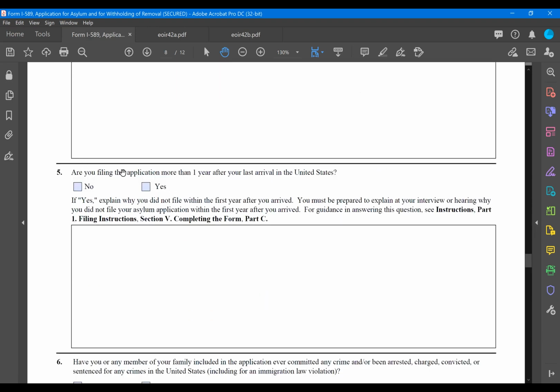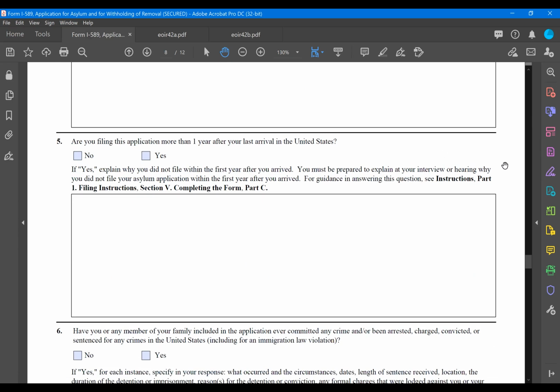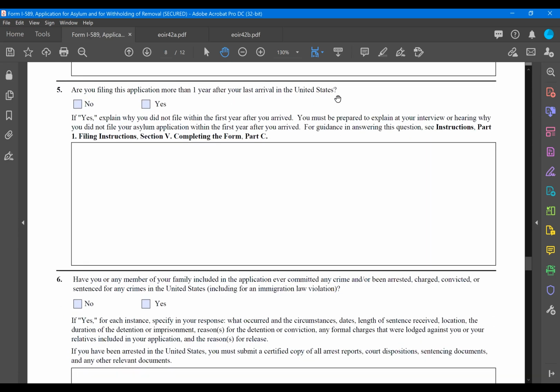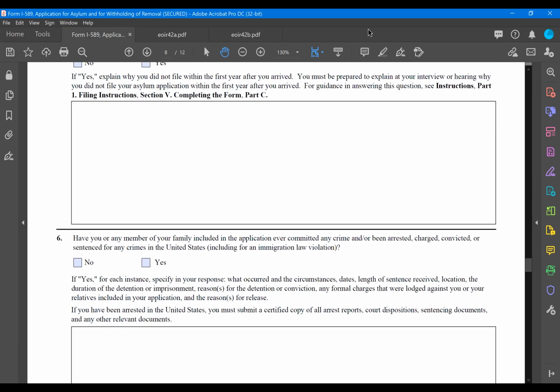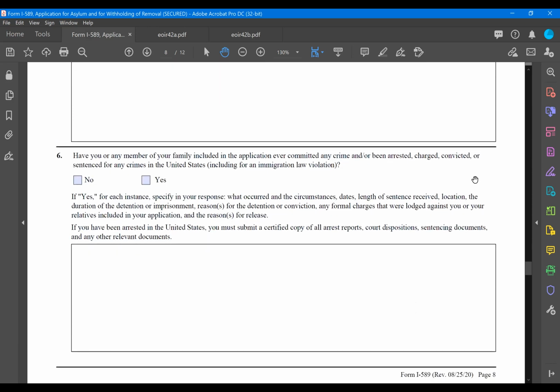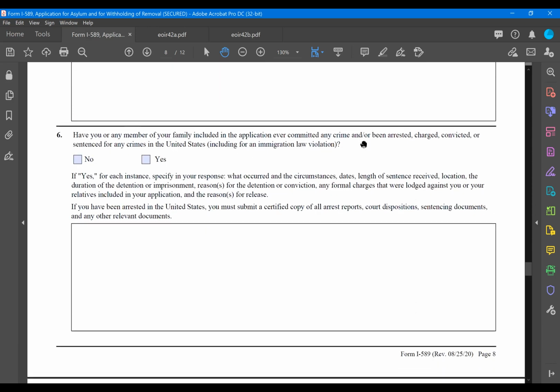Here's that question. Are you filing the application more than 1 year after your last arrival? If the answer is yes, you have to really explain why, because you have that 1 year deadline that's been violated. Again, this is very legal in nature. The attorneys are really going to be the ones working on it, but just so you know what these questions are. And then this asks if the person or their family has ever committed any crime, been arrested or charged in the United States. So it's different than that other question, which was about any place outside of the United States.